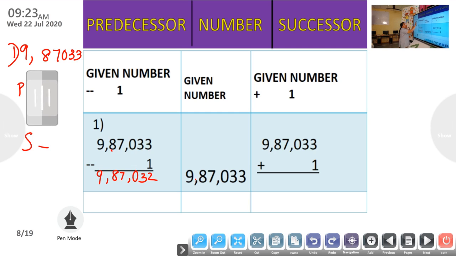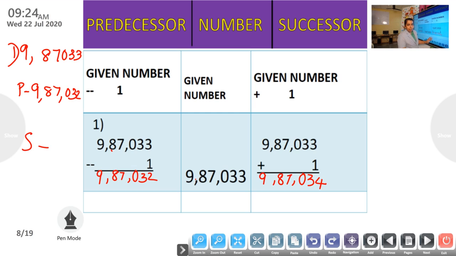So the predecessor is 9,87,032. How do you find the successor? Successor means given number plus 1. The given number is 9,87,033 plus 1. Where do you write the 1? It should be in the 1's place. So 3 plus 1 is 4. Bring down the 3, bring down the 0, then put a comma, then 7, bring down the 8, then the 9.